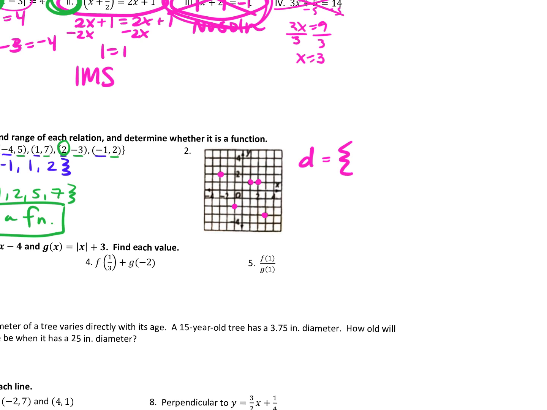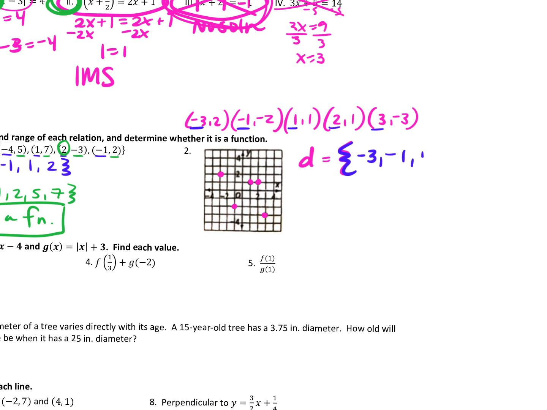So this would be the point -3, 2. The point, this graph is kind of awful, huh? -1, -2. The point 1, 1. The point 2, 1. And the point 3, -3. So from all those points, your domain is going to be your x values. So negative 3, negative 1, 1, 2, and 3. That's lovely. Oh yeah, because I went left to right, so they're in order. Fantastic. So that's your domain.